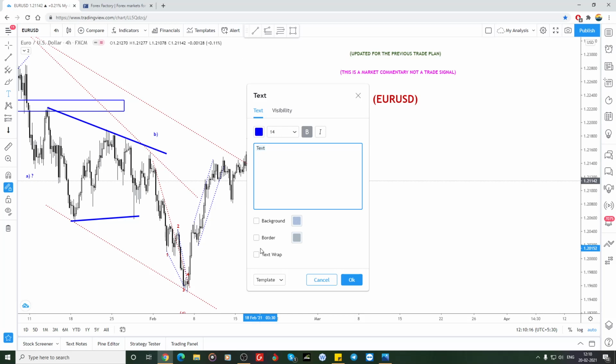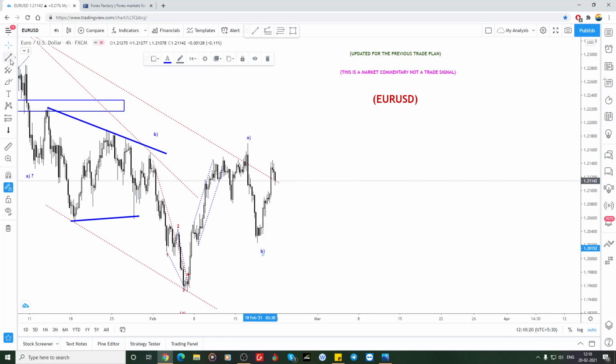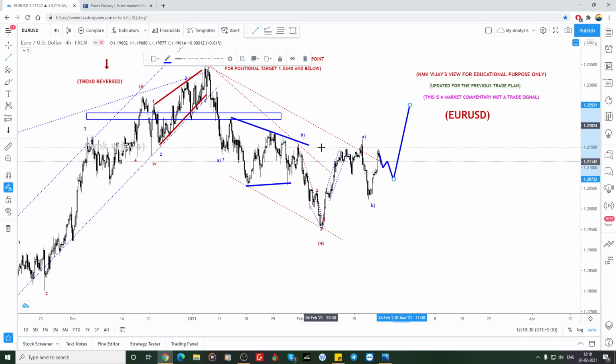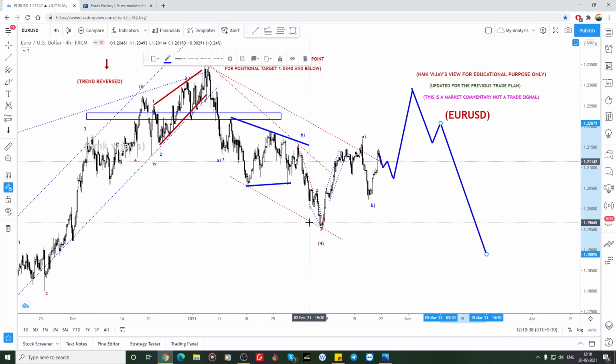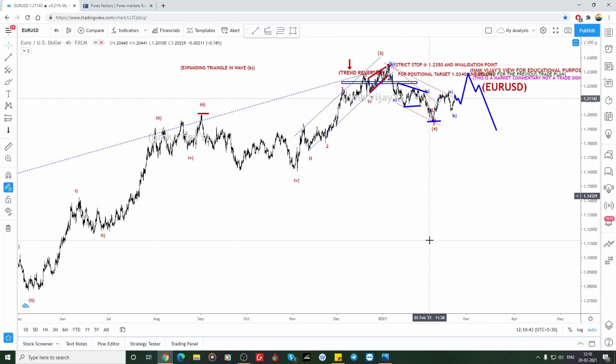So this could be a B also, and see where 1, 2, 3, 4, 5 is done. So it could make another three-wave structure. After that it can shoot, whether it is making a high, or it can decline from here with another three-wave structure to break this low for the fourth wave.